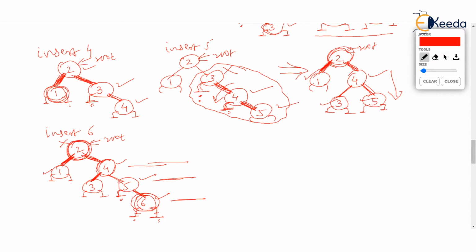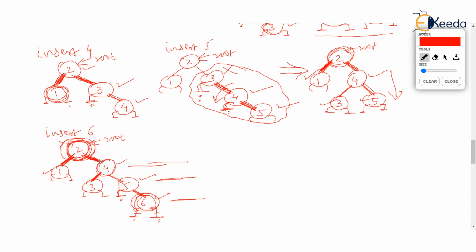Repeating it, 2 is not balanced because we have inserted 6. Now to check the case, why is 2 not balanced, you simply go from 2, keep an eye on node 2 and try to go from this node 2 towards 6, because 6 was inserted, right? So how will you go from 2 to 6? For going from 2 to 6, you will take right, correct?